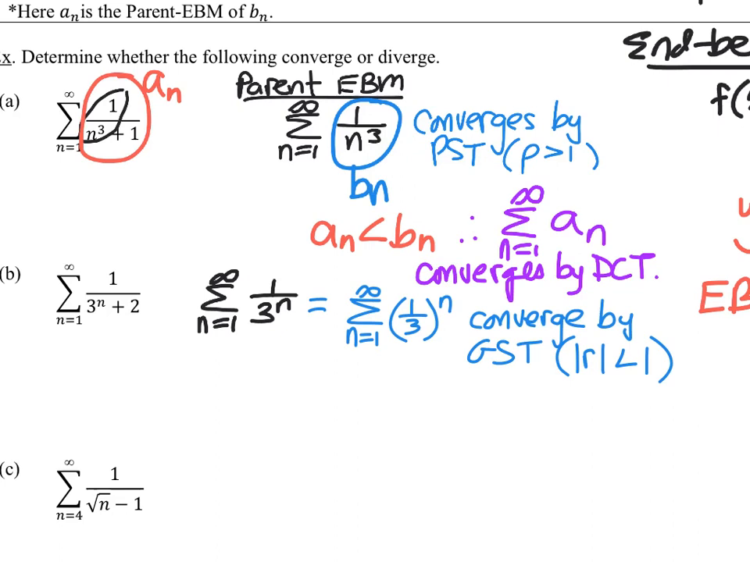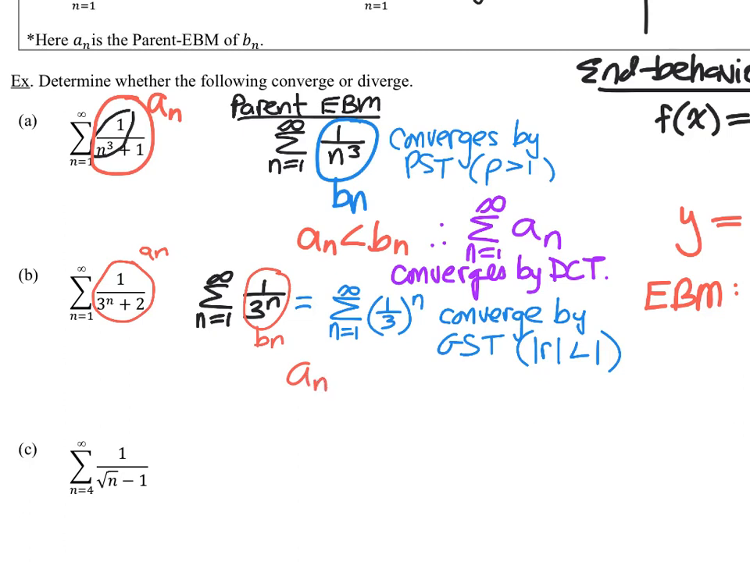So we know that the first series we dealt with, the one that was in question, is our a sub n. And this would be my b sub n. Size relationship is going to be the same. a sub n is less than b sub n. All right, and that's because you're dividing by more here than you are here. So this has to be a smaller fraction than that one. All right, so therefore, same conclusion. a sub n converges by the direct comparison test.